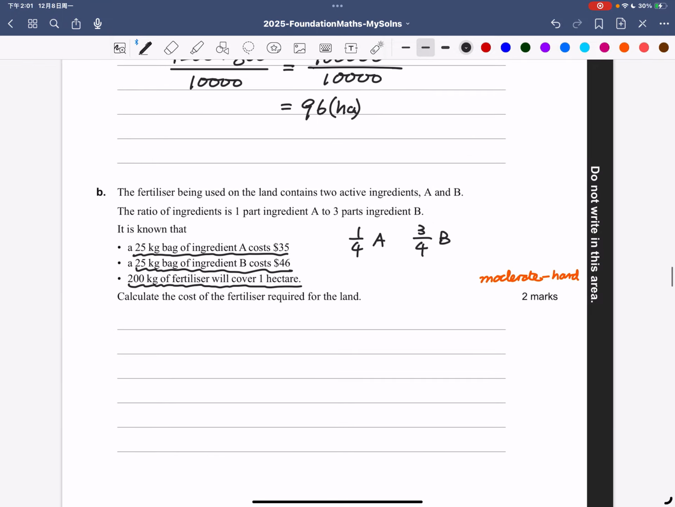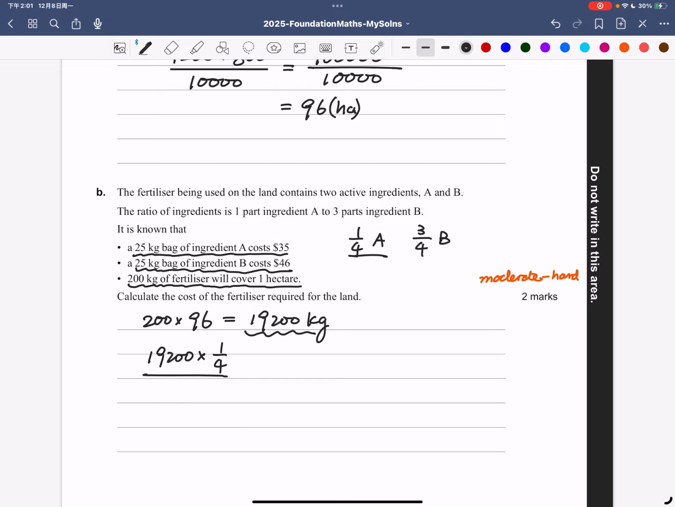So eventually you have, how many kilograms of fertilizer? I would say 200 multiplied by 96 equals 19,200 kilograms, something along this line. That's in total. And of the total amount, a quarter will need to be A. Therefore, 19,200 multiplied by a quarter, or 25%. And that's the total weight of ingredient A.